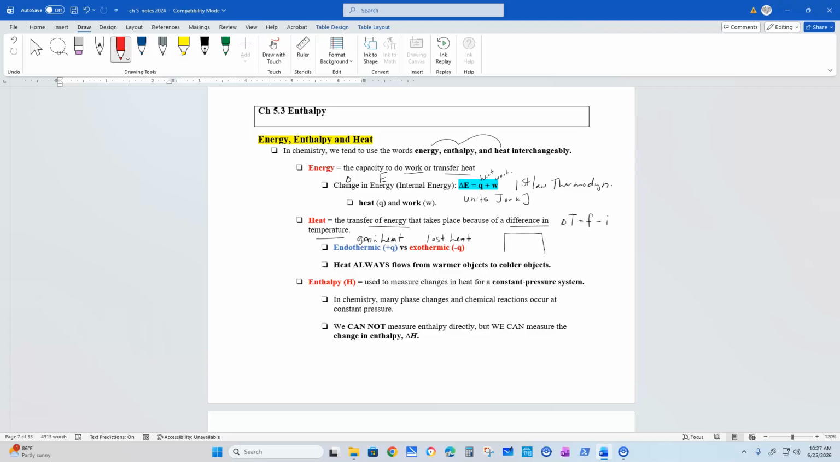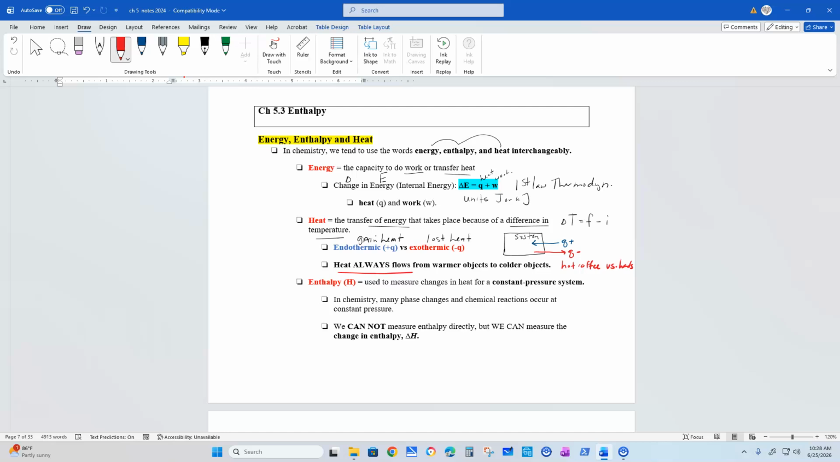Remember when we were looking at a system versus surroundings. Depending on if the heat went into the system from the surroundings or vice versa, we used arrows. If it was endothermic, we would see the arrow coming into the system. If it was exothermic, we would see the arrow coming out of the system. But no matter what, heat always flows from warmer objects to colder objects. Remember, think of the hot coffee versus your hands. Your hands are warming up because the hot coffee is transferring that heat to your hands.